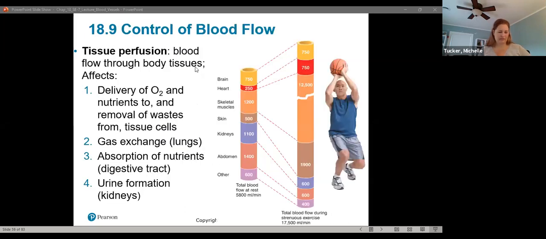Okay, so I think, yep, this is a good place to stop, because control of blood flow is not nearly as long as 18.8 to cover, but it certainly can't be covered in the next 5 minutes. So we will just stop here and pick up on Wednesday.